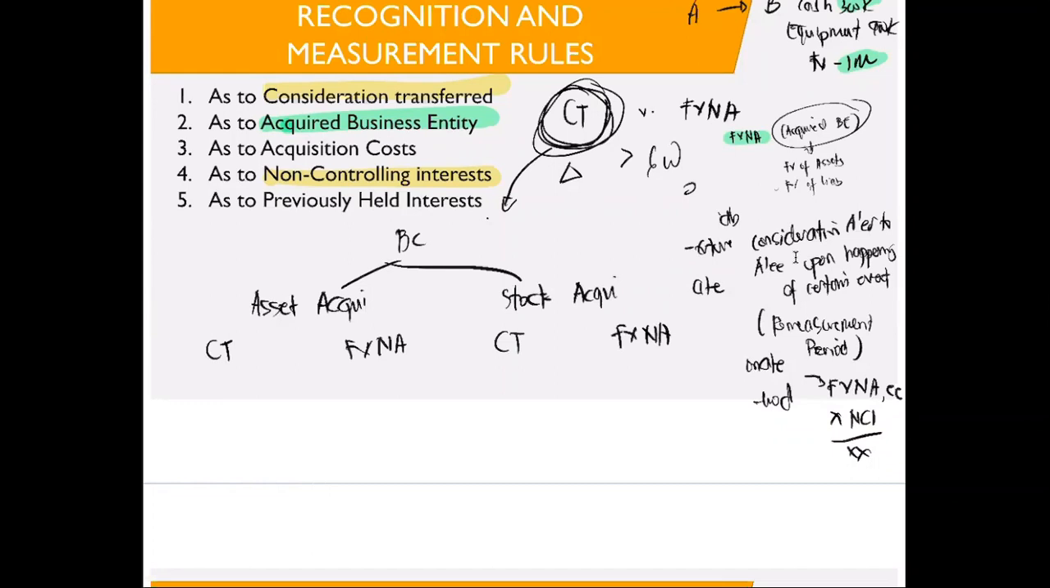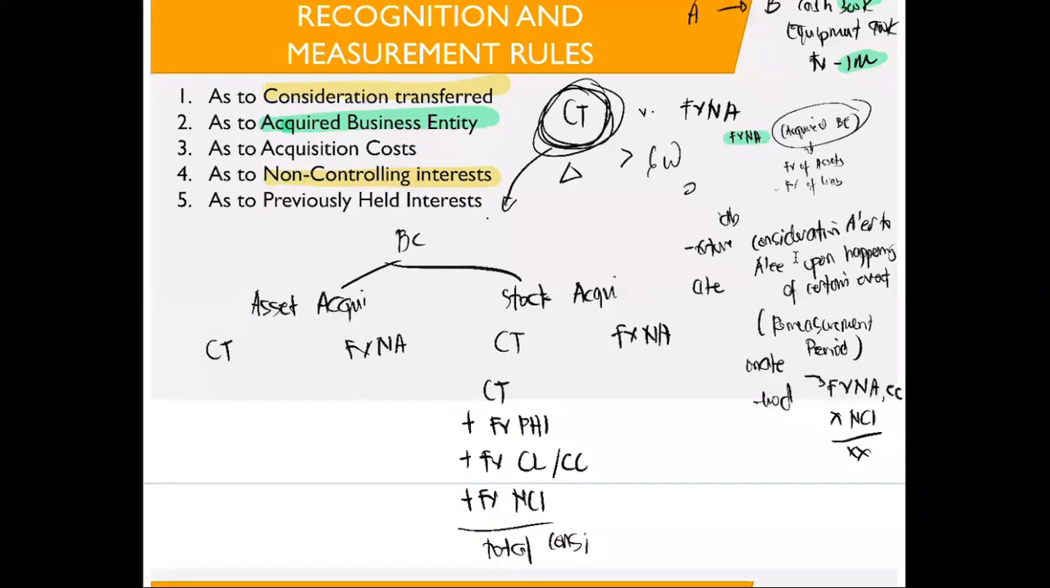So what are the components of your consideration transferred again? We have your consideration transferred plus fair value of previously held interest plus fair value of contingent consideration or contingent liability plus fair value of non-controlling interest. This is your total consideration.